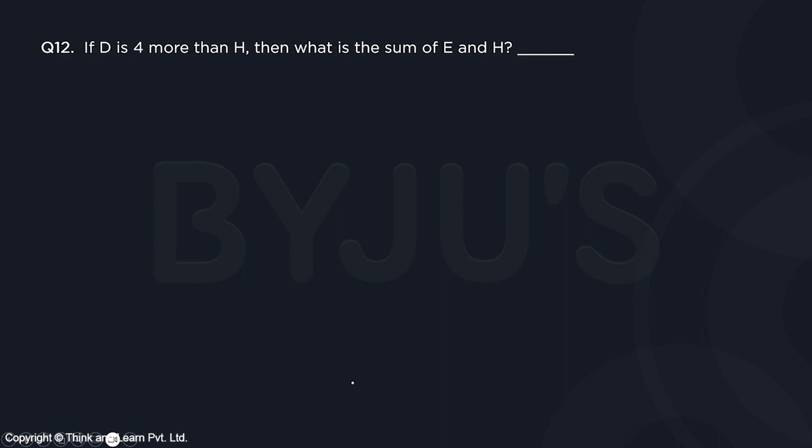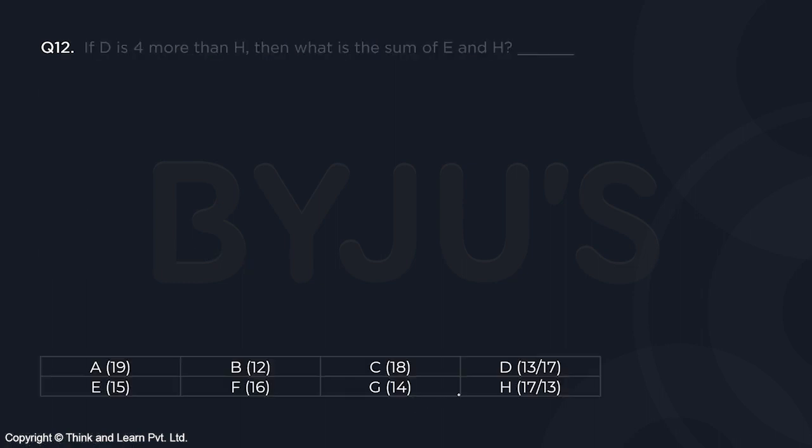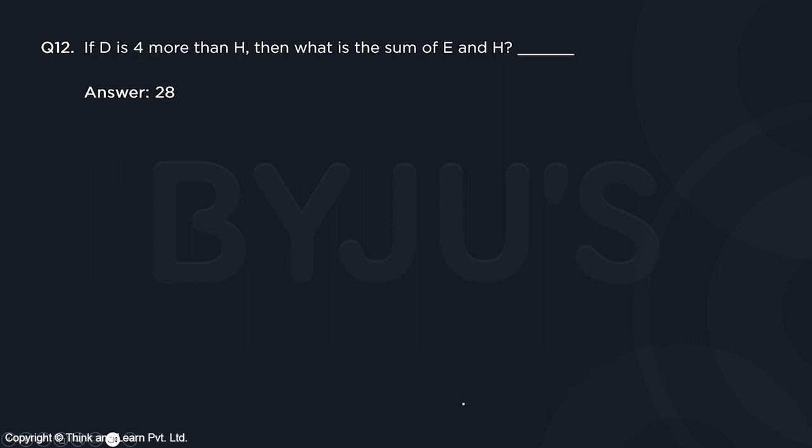If D is 4 more than H, what is the sum of E and H? If D is 4 more than H, that means D is 17, H is 13. Sum of E and H: E is 15, H is 13. 15 plus 13 is 28. So 28 is the right answer.